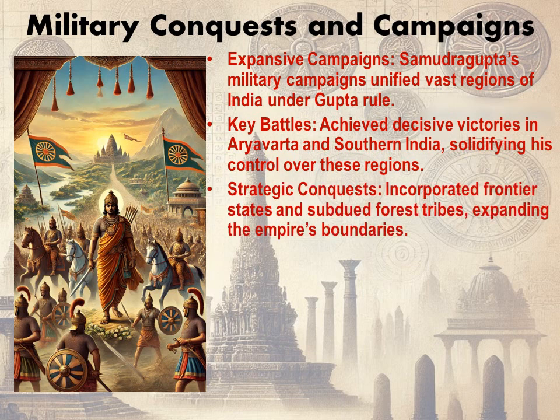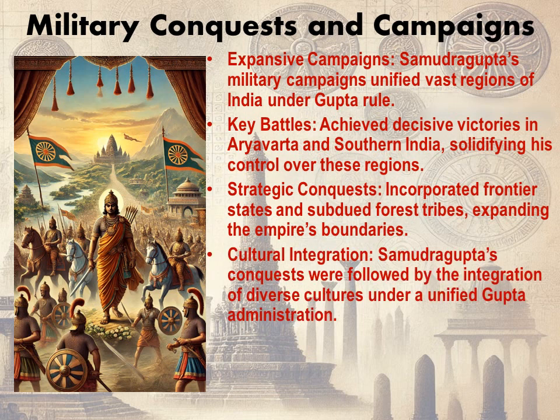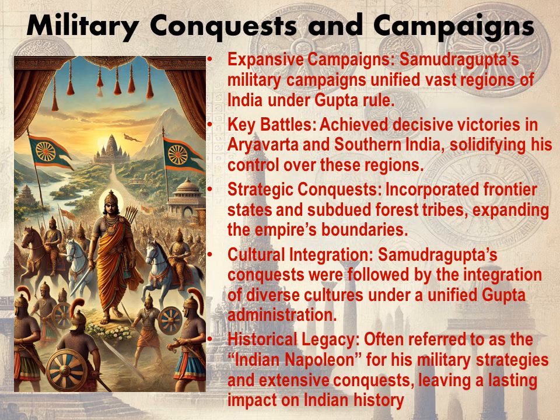He incorporated frontier states and subdued the forest tribes, expanding the empire's boundaries. So, all the forest tribes were subdued during his time and the frontier states were also incorporated under his empire. And thus, he expanded the boundary of the Gupta dynasty's rule. Samudragupta's conquests were followed by integration of diverse cultures under a unified Gupta administration. So, diverse cultures were integrated into one, and thus we got a unified Gupta administration.